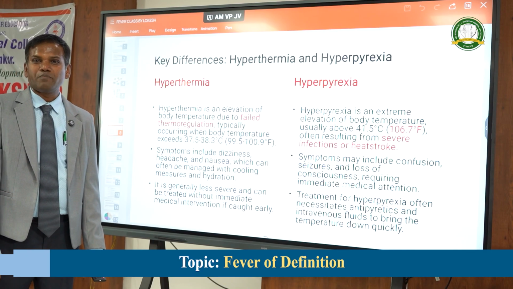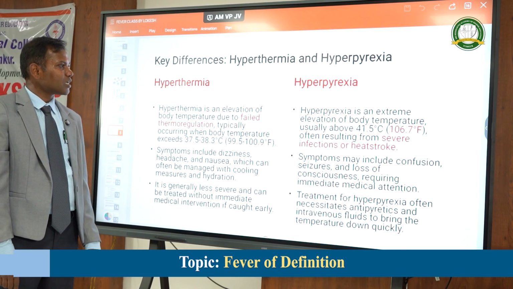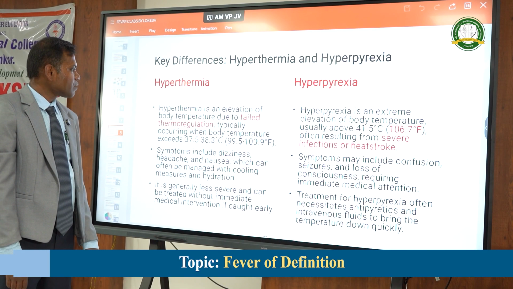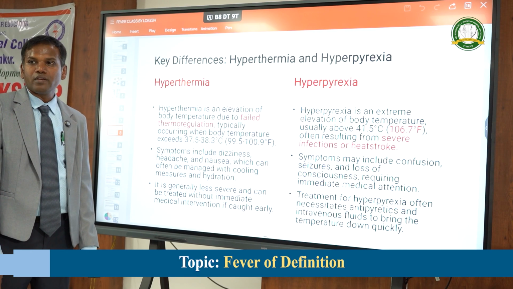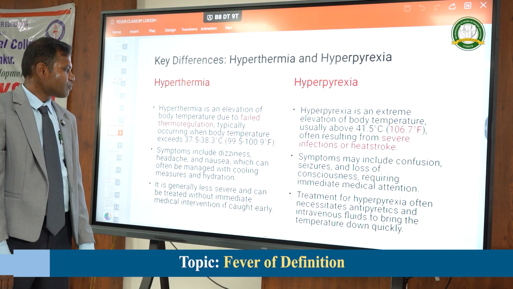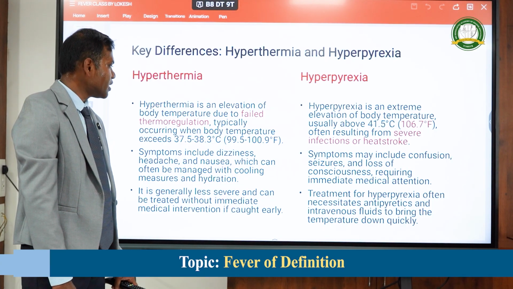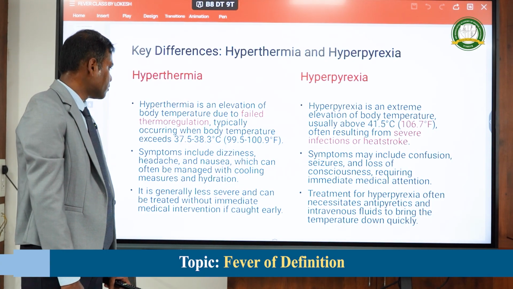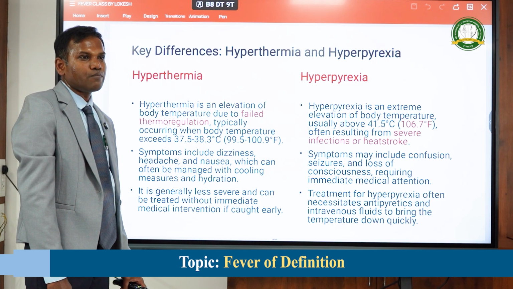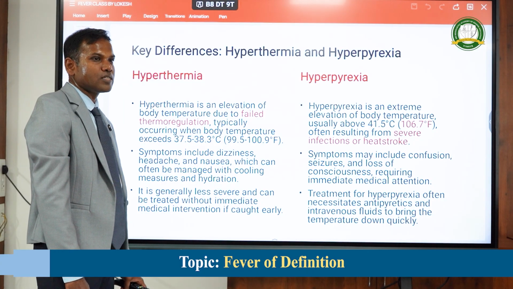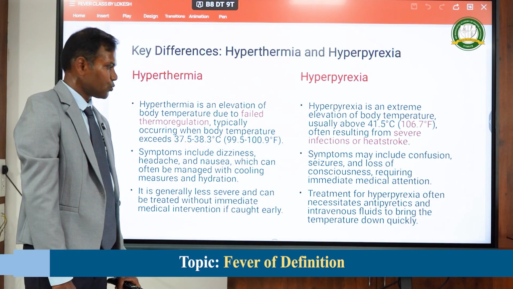Hyperthermia versus hyperpyrexia. I already told you about normal body temperature. Now what is hyperthermia, and what is hyperpyrexia? Hyperthermia is the elevation of body temperature due to failed thermoregulation, typically occurring when the body temperature exceeds 37.5 to 38.3 degrees centigrade, that is 99.5 to 100.9 degrees Fahrenheit. Whereas hyperpyrexia is an extreme elevation of body temperature, usually above 41.5 degrees centigrade, that is 106.7 degrees Fahrenheit, often resulting from severe infection or heat stroke.